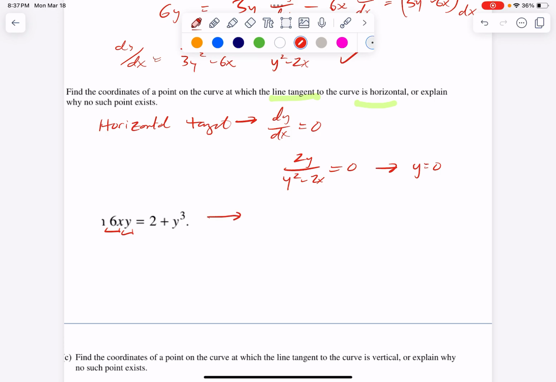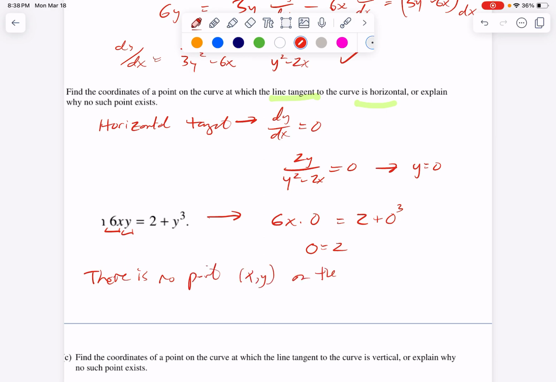So if y is equal to 0, this means 6x times 0 is equal to 2 plus 0 cubed. And this is basically saying 0 is equal to 2. So it's impossible to solve for x. So we can say there is no point (x, y) on the curve with dy/dx equal to 0. Right? I tried to figure that out. It told me y is equal to 0, but if y is equal to 0, there's no corresponding x value.